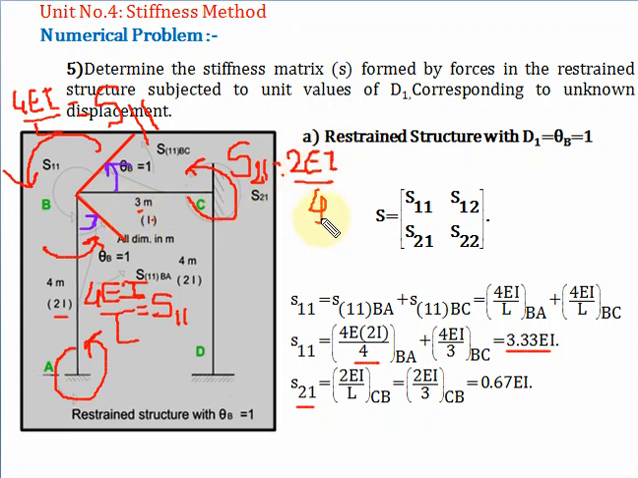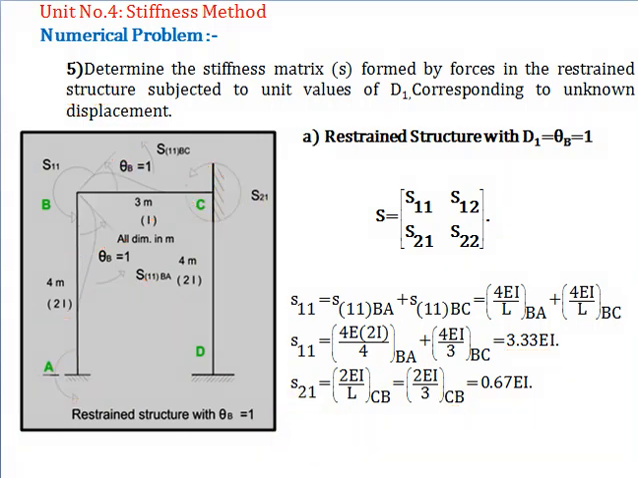So what is the value of I here? It is I. What is the value of L? Sorry, 4 EI upon L. So what is the value of L here? 3. So here it is 2 EI upon 3, for member CB. Now here we will not consider this because this is not an unknown. So only this will be considered. In this way we have found S21 and S11.